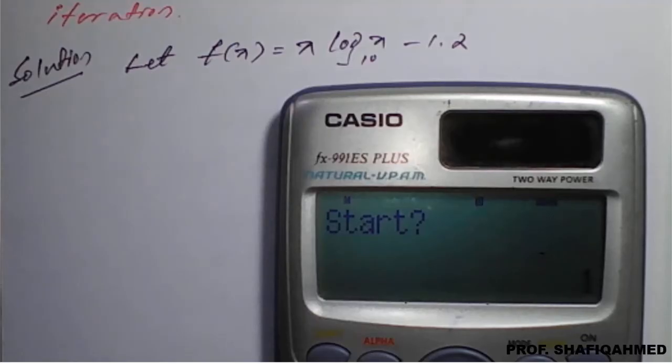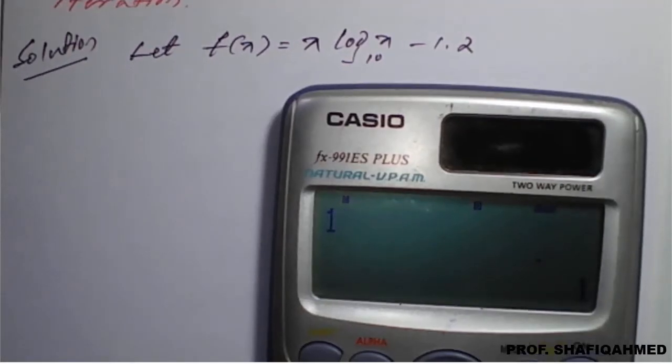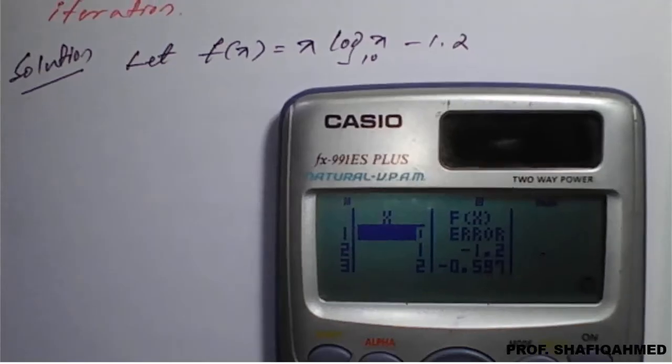I will start with 0 as the starting value, and end value I will take as 5. This is a trial and error method. If this starting and end value is not working, we need to check other values. Fine, so step size will be 1. Now check the result here. What answer is coming?